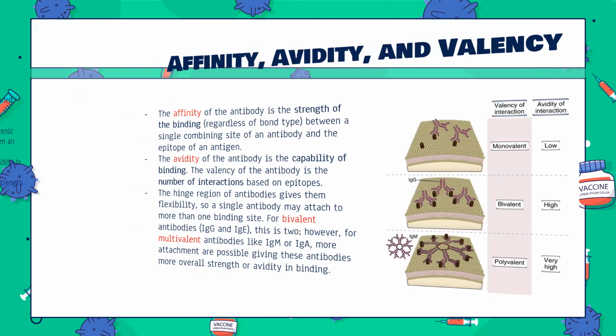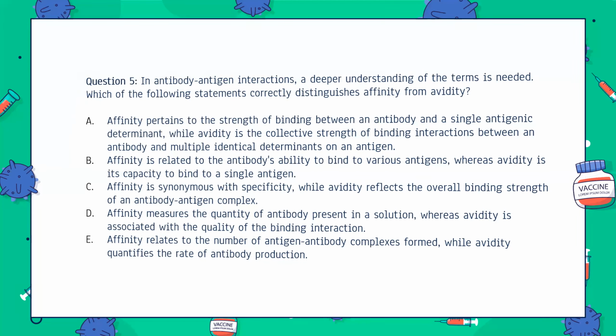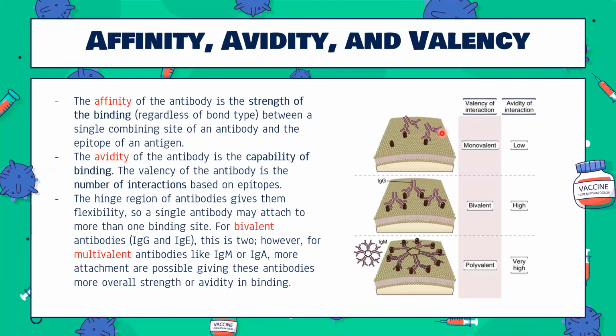Now, what is valency before I move on? How can I define valency? The number of binding sites. Okay, you are correct. It's the number of occupied binding sites, to be very specific, because we can have two binding sites, right? But only one of them is actually occupied. So this would be a monovalent.